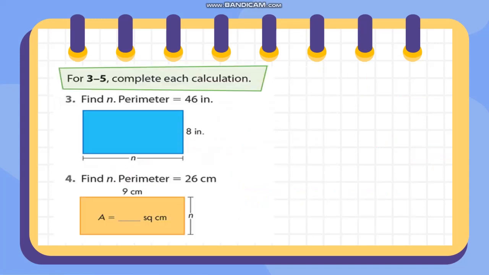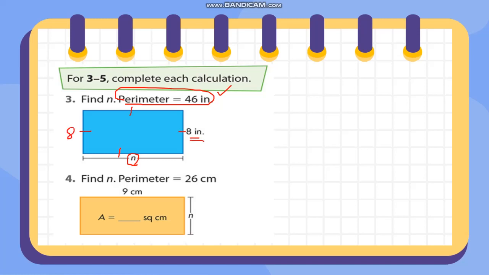Next, complete each calculation. Find n. So this is your n. It means the other side is unknown. Your perimeter is given as 46. So it means the total of these 4 sides is equivalent to 46. But you have only one side given, 8 here. We all know that in a rectangle, the opposite sides are equal. So this is 8, so it means this is also equivalent to 8.